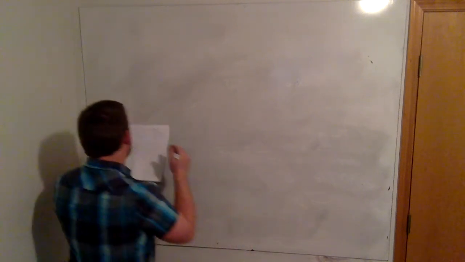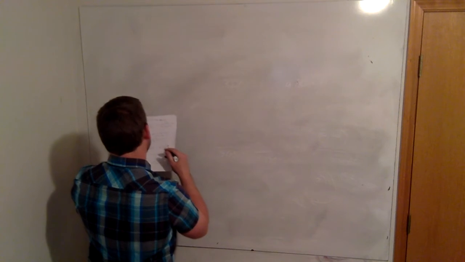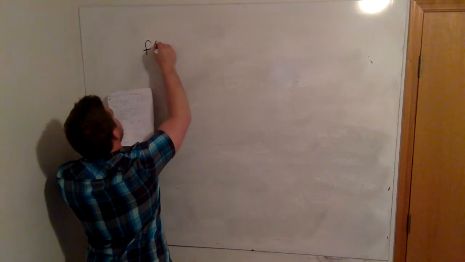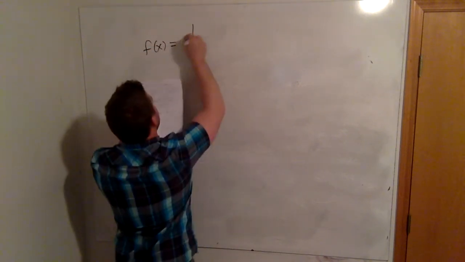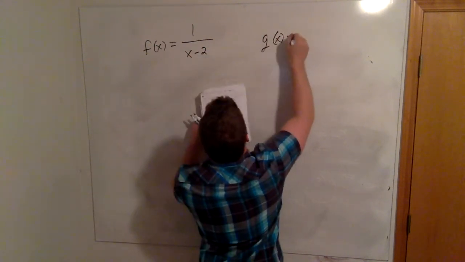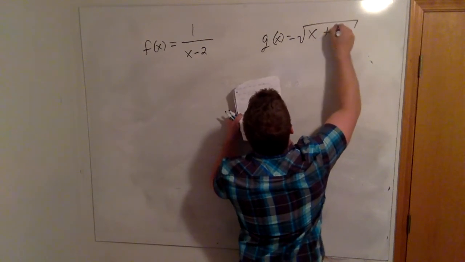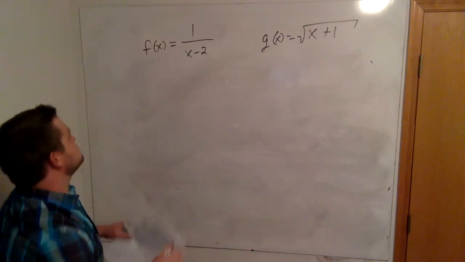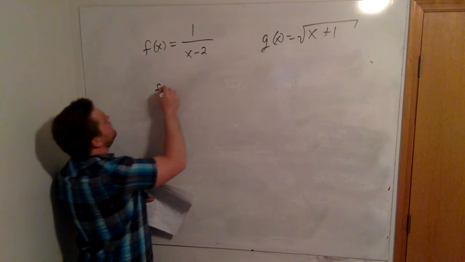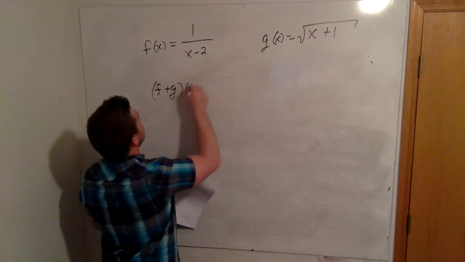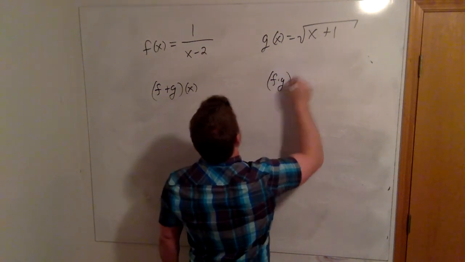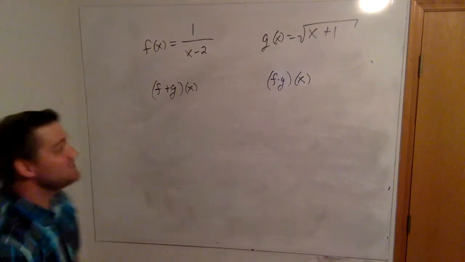So let's say, for example, that we have the function f of x is equal to 1 over x minus 2, and let's say g of x is equal to the square root of x plus 1. What I would like you to do is find the domain. Let's have you compute f plus g of x, and let's also have you compute f times g of x, and find their domains. Go ahead and give this a shot.